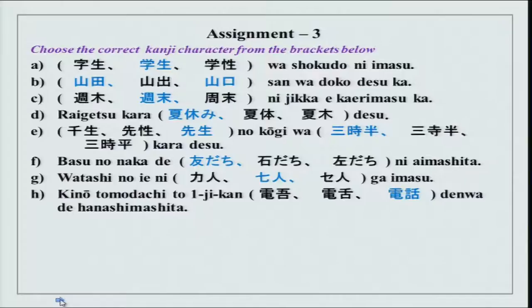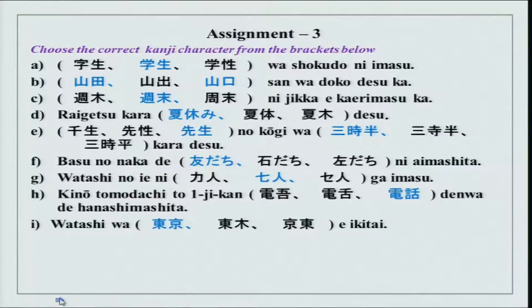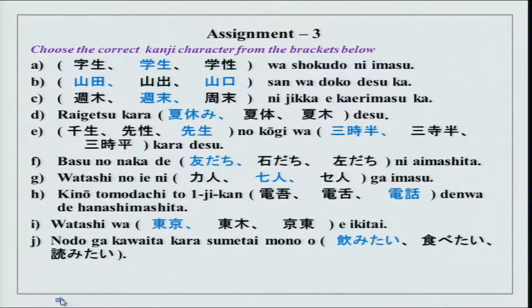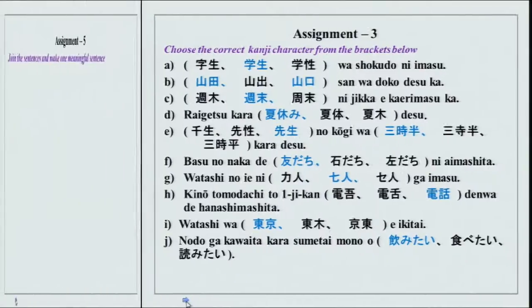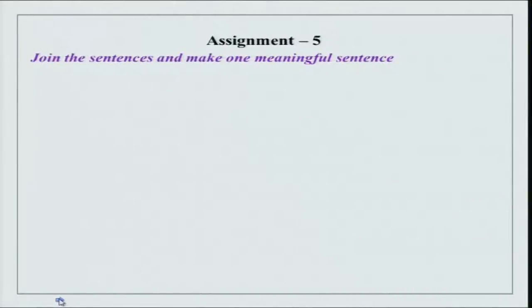Kino tomodachi to 1 jikan denwa de hanashimashita. Denwa de. Watashi wa Tokyo e ikitai. I want to go. Nodo ga kawaita kara sumetai mono o nomitai. This is tabetai and yomitai. Quite similar, but this is the answer. So let us see the next one.